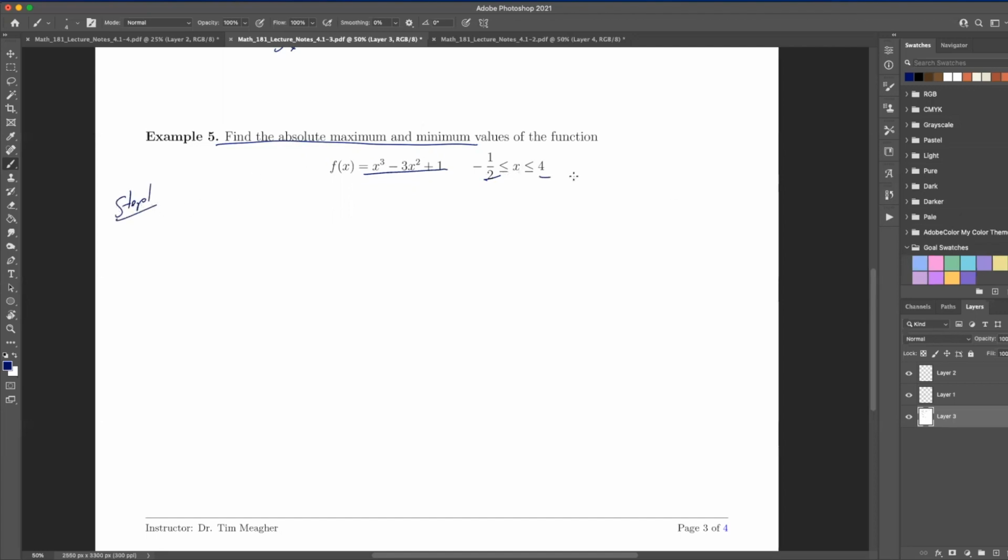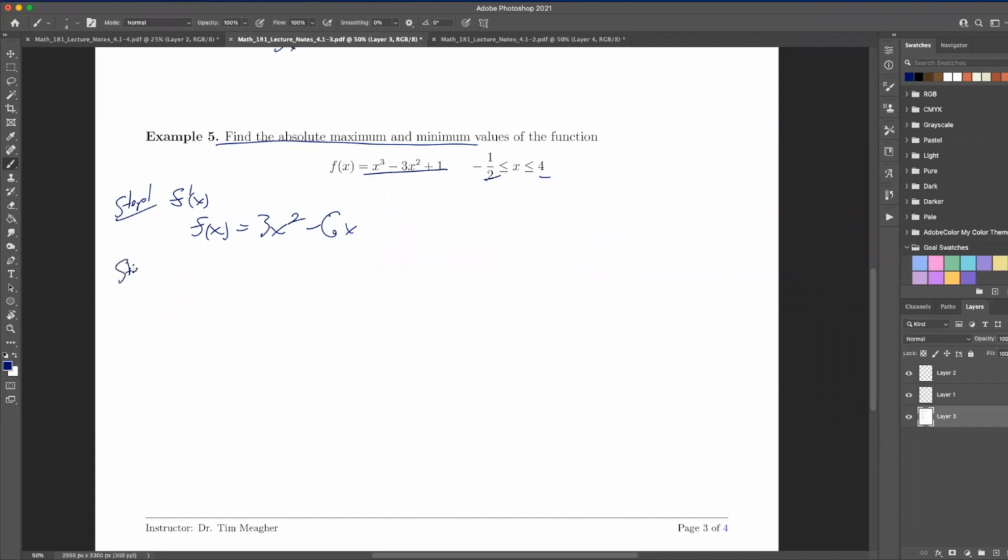Step 1, take f prime of x. That's the first one. So f prime of x, and this one's really quite simple. So let's just do it. It'll be 3x squared minus 6x plus nothing. So that's my derivative. All right.